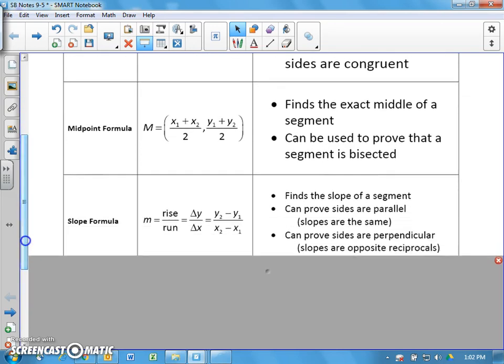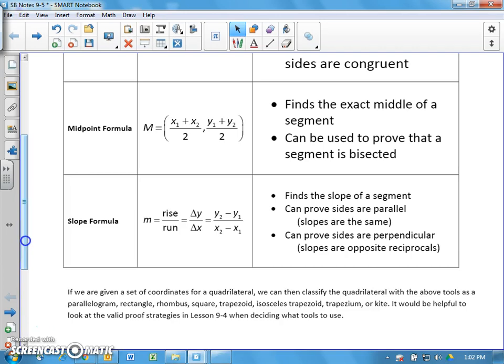Finally, we have your slope formula. And this finds the slope of a segment, and it can be used to prove that sides are parallel, meaning that the slopes are the same, or that sides are perpendicular because the slopes are opposite reciprocals. Take a minute, stop the video, and make sure that you have this chart filled out as easy reference.